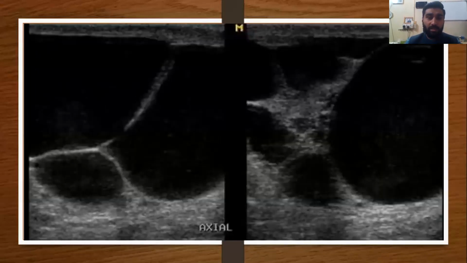Now, here comes the spermatocele. This is the difference between the epididymal head cyst and spermatocele. Spermatoceles are multiloculated or multiseptated. So if you see here in both images, you can see multiple septations and internal echoes as well. Possibly there might be spermatozoa.